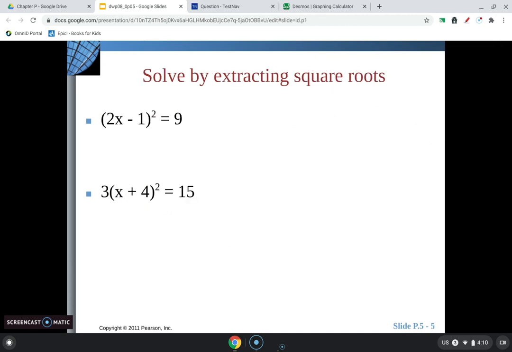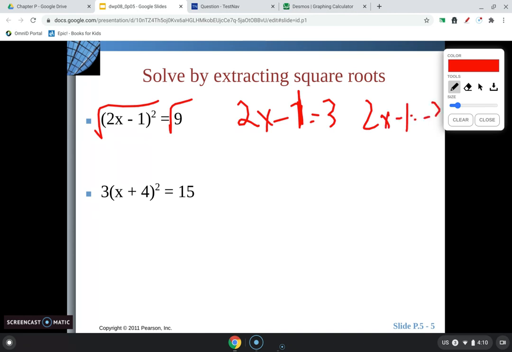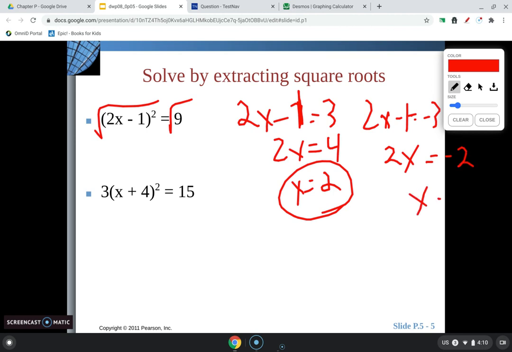Okay? All right, to solve by extracting square roots, once again, we're dealing with squared, so you're going to have two answers on these. So this is isolated, so you take the square root of both sides. So we have 2x minus 1 equals 3, and 2x minus 1 equals negative 3. Then I add 1, divide by 2, so one answer is positive 2. Then I add 1, divide by 2, and another answer is negative 1. So 2 and negative 1 would be your answers there.